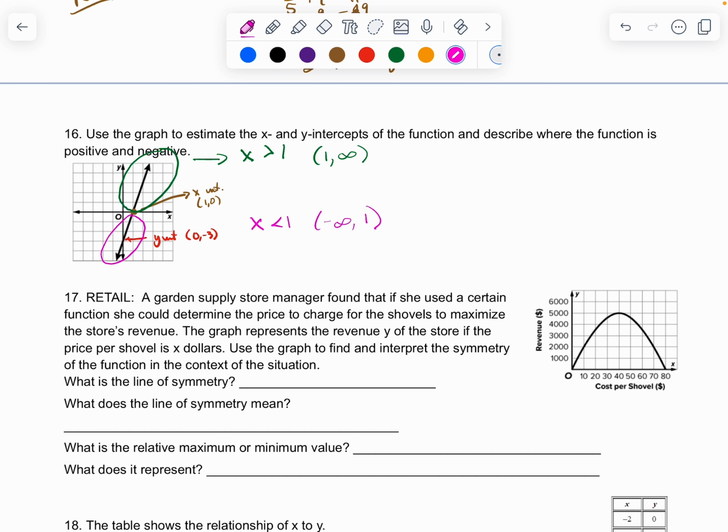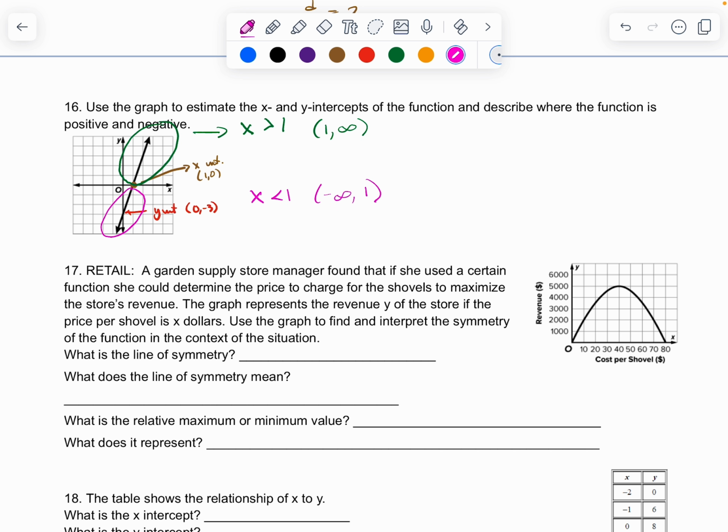Okay, a garden supply store manager found that she used a certain function. She could determine the price to charge for the shovels to maximize the store's revenue. The graph represents the revenue of y, so this is the revenue, so the money that the store earns, and the price per shovel in dollars. So the x-axis, or the independent, is the cost per shovel. Use the graph to find and interpret the line of symmetry of the graph of the function in the context of the situation. I added a few more things to it.